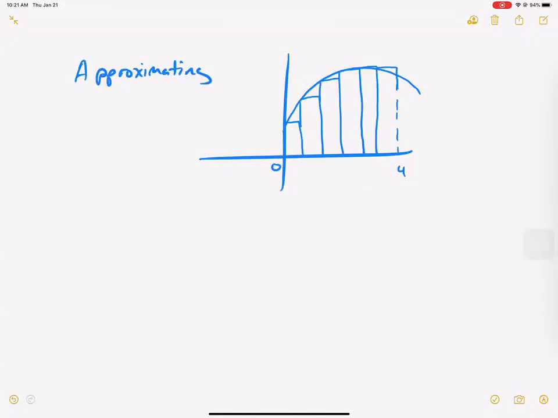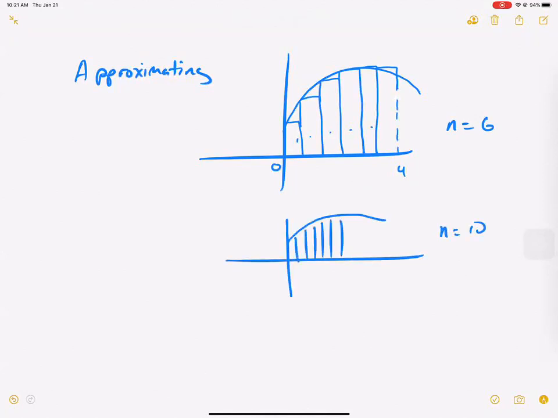Now how do we get better approximations? Well, of course, this n, let's say, was 1, 2, 3, 4, 5, 6. This n was 6, meaning I have 6 boxes here. But if I make n 10, the same curve, 1, 2, 3, 4, 5, 6, 7, 8, 9, 10, is going to be closer. So we end up with less gaps, right? So on and so forth.